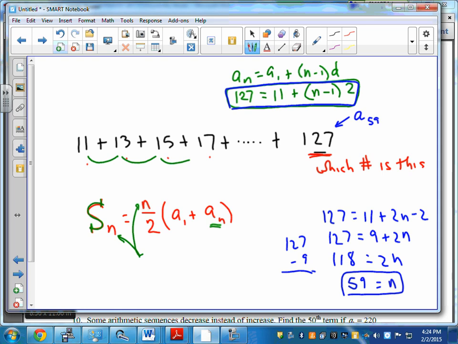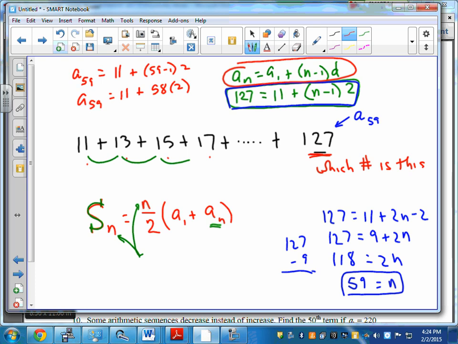And of course, we could check that if we wanted to. If you put 59 into this formula, you should get 127. Let's double check that. a sub 59 is supposed to be 11, that's the first term, plus 59 minus 1 times 2. So the 59th term is supposed to be 11 plus 58 times 2. 58 times 2 is 116, plus 11 is going to be 127. And sure enough, that's it. So we've got the right term there.